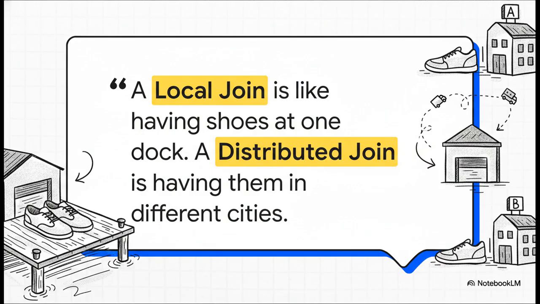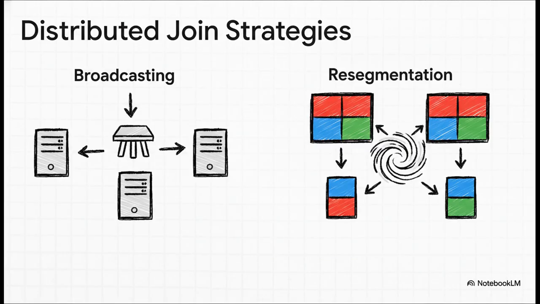that's your network overhead. So what happens when a distributed join is just unavoidable? Well, the optimizer still has a couple of tricks up its sleeve. If one table is pretty small, it'll just broadcast it. Basically, it sends a full copy to every single machine. If both tables are huge, it has to do what's called a resegmentation, which is this big coordinated data shuffle to get the matching rows onto the same machines.